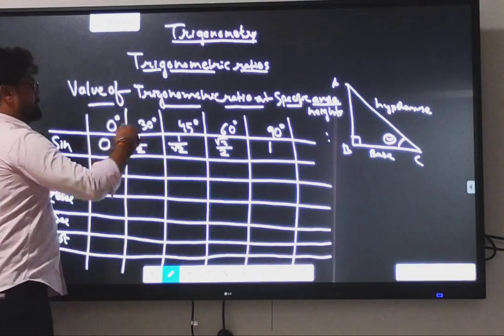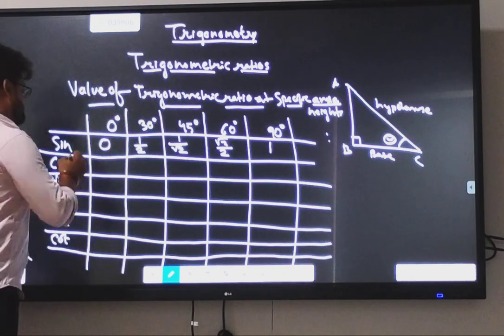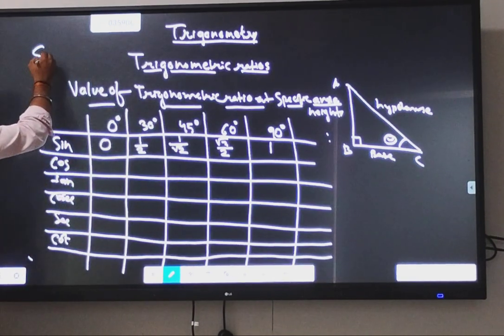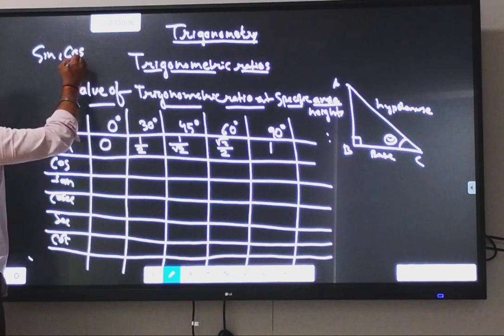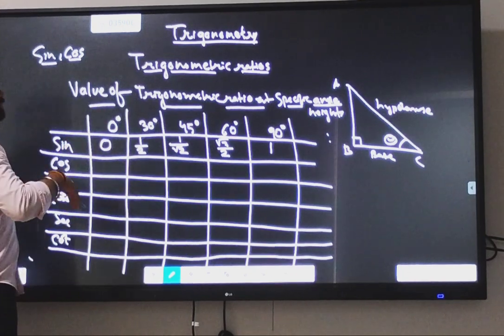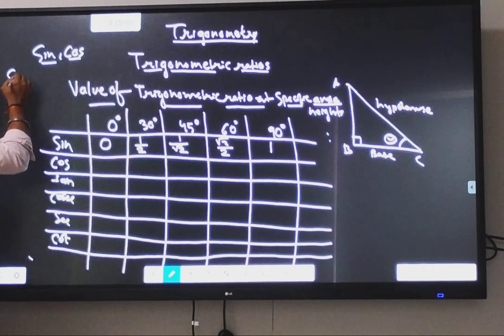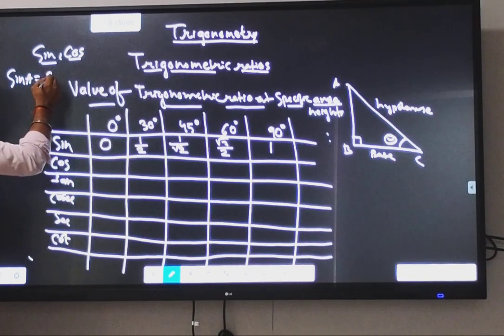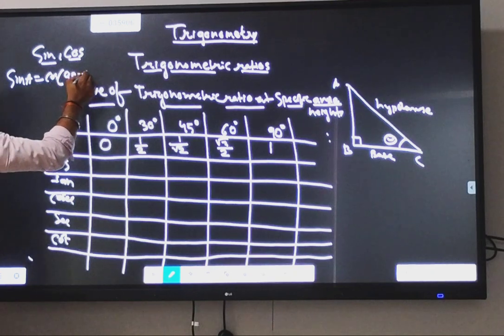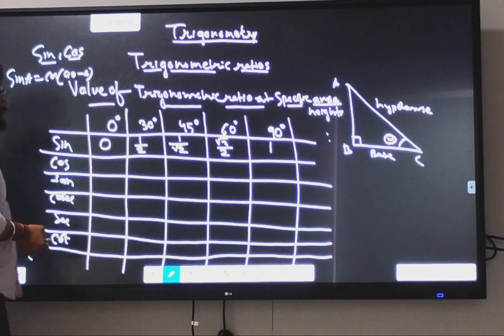Okay. So if I have written sine 0, sine 30, then how will I write the cos? See, sine and cos are complementary ratios. I will tell you what complementary ratios are. First of all, let me complete the table. Sine and cos are complementary means sine of A will be equal to cos of 90 minus A, because these are complementary.